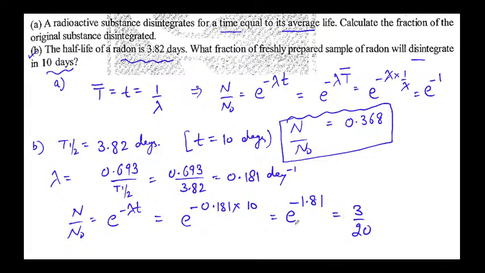So this is the remaining fraction. So how much fraction will disintegrate? The fraction disintegrated will be equal to total minus 3/20. So 17/20 fraction will disintegrate in 10 days and 3/20 will remain.